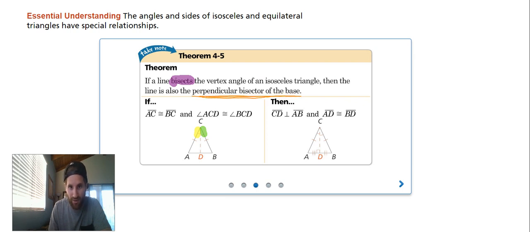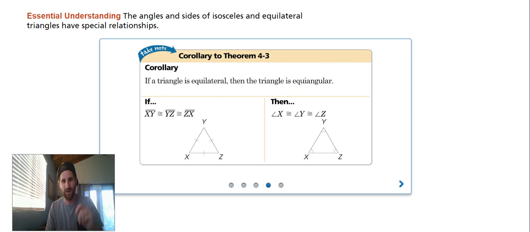Okay? So if I bisect this, then this. Notice that we're still in those conditional sentences. If something happens, then something else happens. Okay, let's look at our next one, so make sure we write that one down.